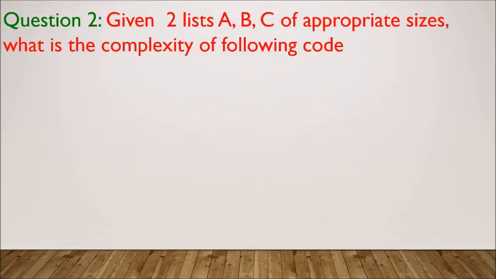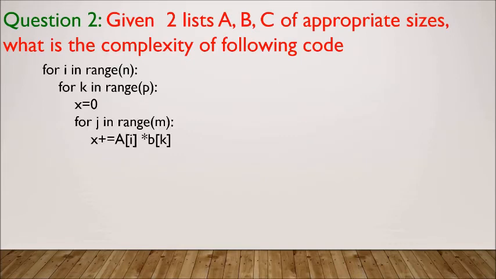Next question is, suppose there are three lists A, B and C, and you have to find... I have used only two lists, capital A and small b, so you have to calculate the efficiency of this program. So the first for loop will be executed n times, the second for loop will be executed p times. After that, suppose x takes constant time C1, the third loop will be executed.